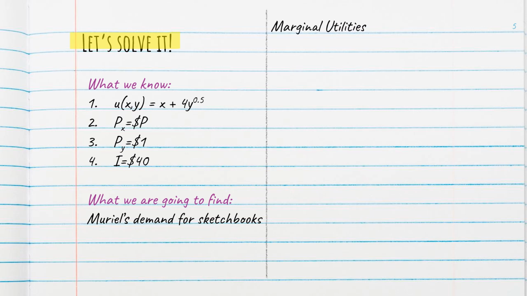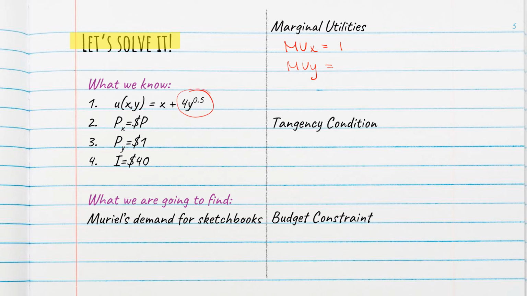So the first thing we have to do is find the marginal utilities. The marginal utility of X is equal to the partial derivative of the utility function with respect to X, which is 1. The marginal utility of Y is the partial with respect to Y. So Y appears in the second term. We're going to bring the 0.5 down, and it's going to turn that 4 into a 2. And then we have Y to the 0.5 minus 1, which is negative 0.5.